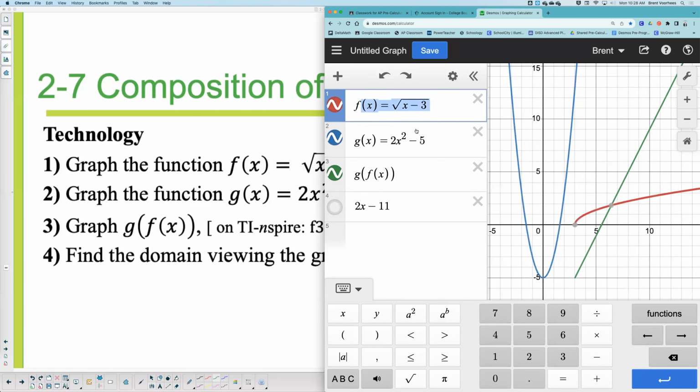You see how I named f of x right there, g of x there? See how I named them, f and g? That way the calculator is programmed. It knows what to do with f and g. So that's how you can check using technology.